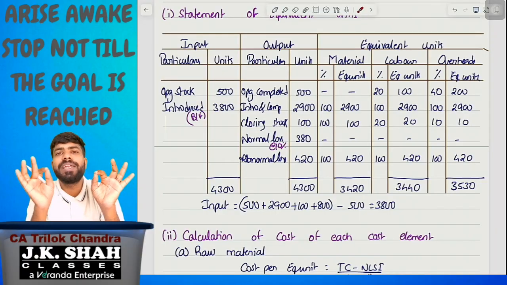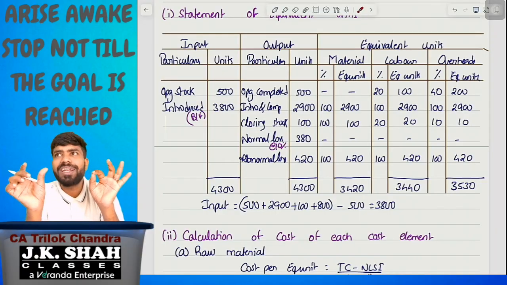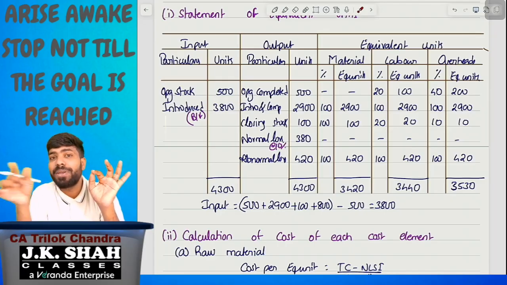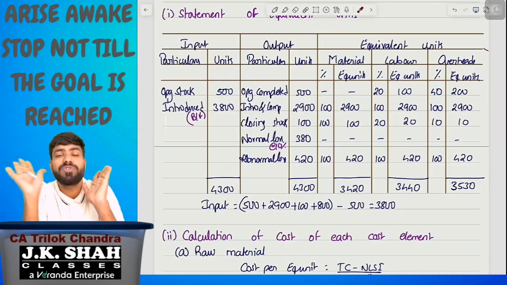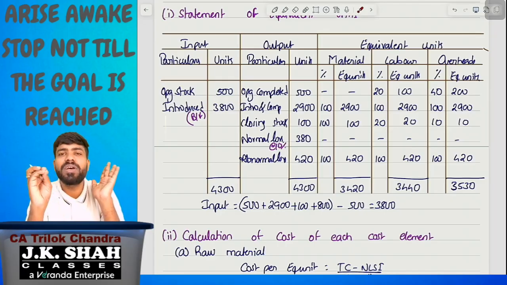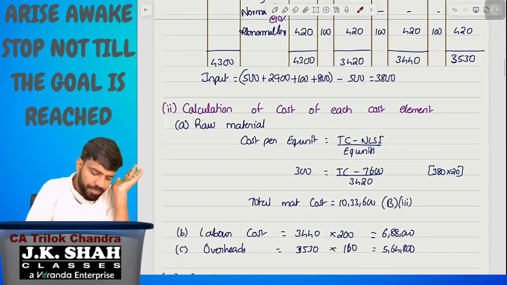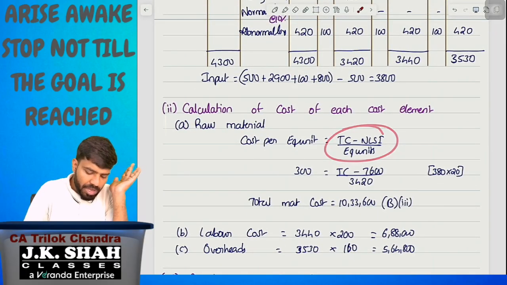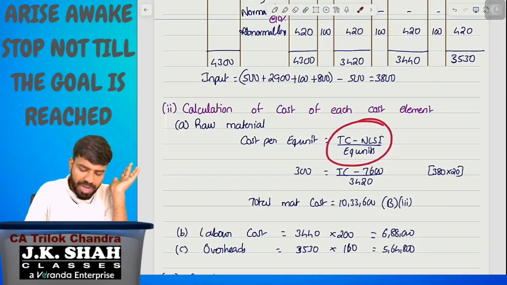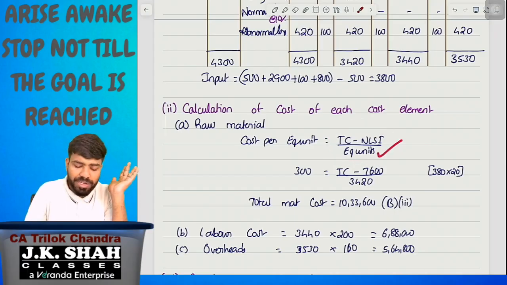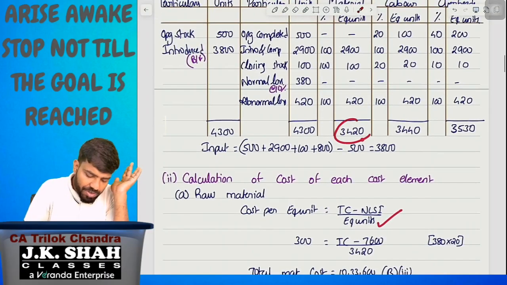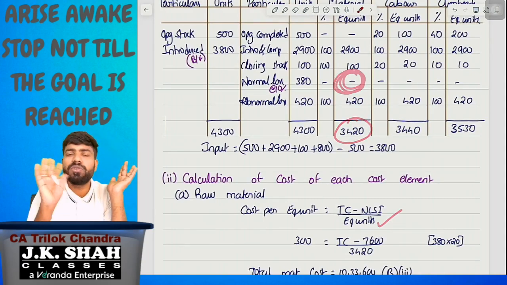Normally, cost per equivalent unit of material is total cost minus normal loss scrap income divided by total input minus normal loss units. In the presence of loss, this is the formula. Now look at here. I have taken the same formula. Cost per equivalent unit equals total cost minus normal loss scrap income divided by equivalent units, because these equivalent units are already reduced for normal loss. No need to reduce it again.